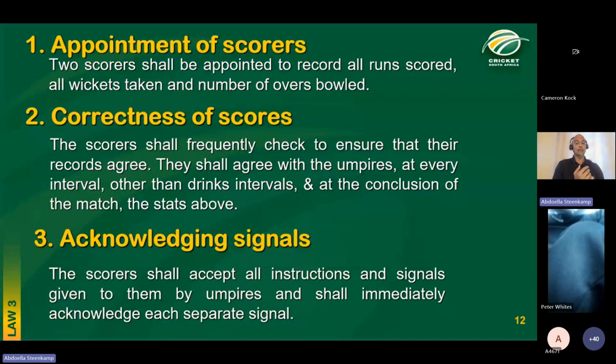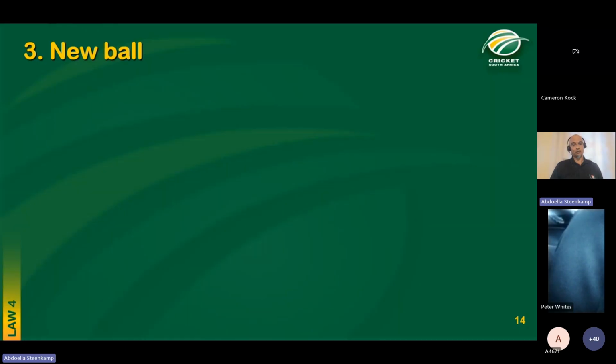Umpires and scorers speak to each other all day non-verbally. They speak to each other via signals. Scorers need to acknowledge every single signal that the umpires show them. At times you can have more than one signal for a single ball, like if it's a front foot no ball and the ball hits the pad and then goes over the boundary. So there will be three signals for this one ball. Three separate signals need to be shown by the umpire to the scorers, and scorers need to acknowledge all three of those signals.